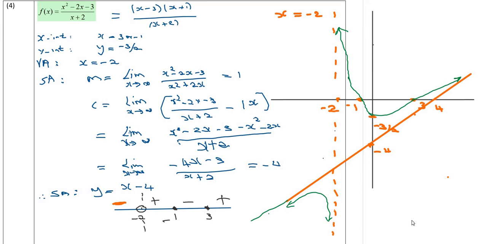But this concludes how to draw the rational functions. We have looked at those with horizontal asymptotes, and this is how we tackle the slant asymptote.